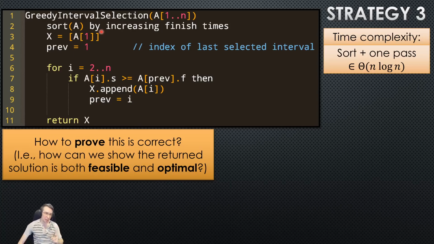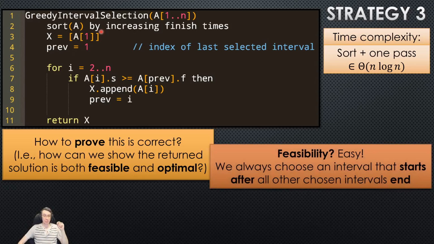Now, how do we prove that this is correct? In other words, how can we show that the returned solution x is both feasible and optimal? The feasibility is not too hard, because we always choose an interval that starts after all of the other chosen intervals end. How do we know that? Well, we can only append something to x if it starts after the previous interval ends. And the previous interval, of course, has a finishing time that's greater than all the previously chosen intervals. So we're always choosing an interval that doesn't intersect any of the previous intervals.